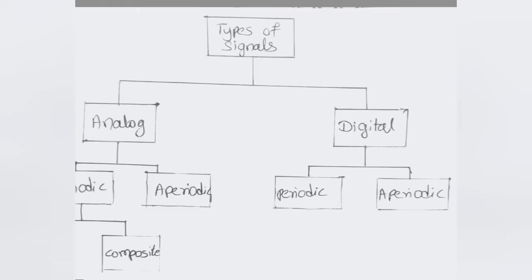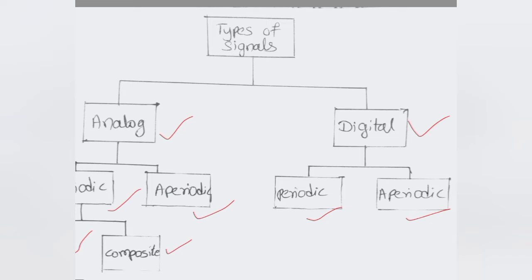In data and signals, data is of two types, that is analog and digital format. Similarly, signals are of two types, analog and digital. Analog is again divided into two parts, periodic and aperiodic or non-periodic. Similarly, digital signals are of two kinds, periodic signals and aperiodic signals. The periodic signals are again divided into two types, that is simple and composite signal.